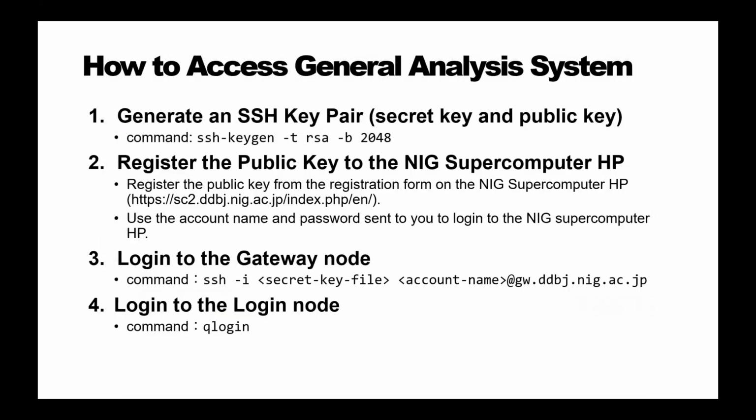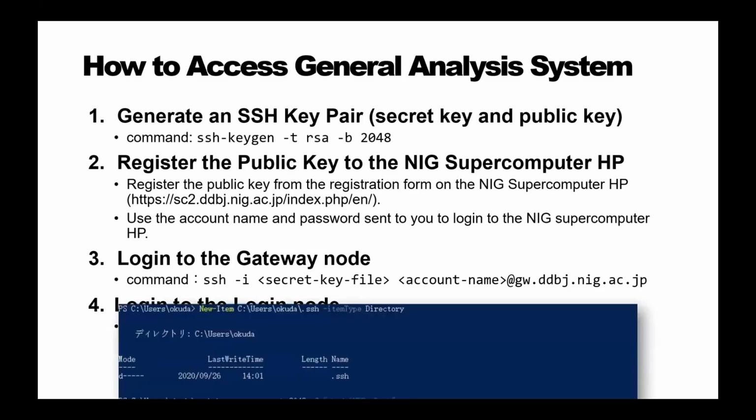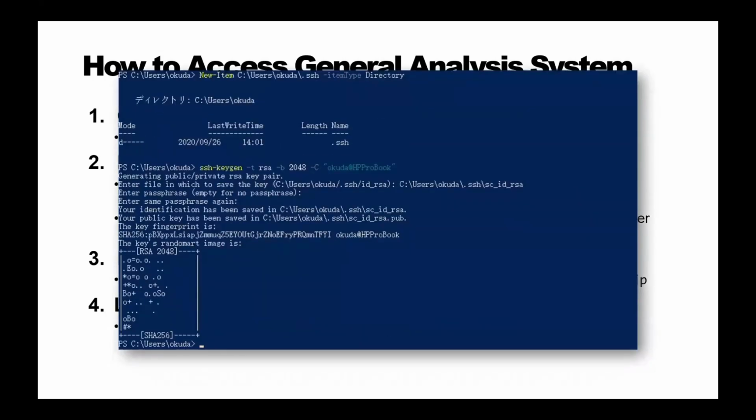Next, I will explain how to access the NIG Supercomputer by using Windows PowerShell. To use the SSH command from Windows PowerShell, you need to install an SSH client in your Windows. The essential operation is the same, except the file path formats are different.